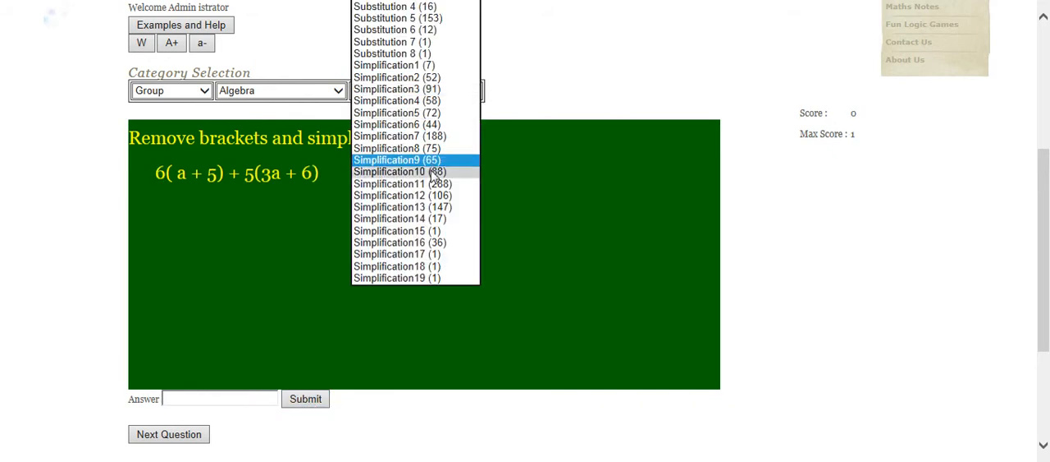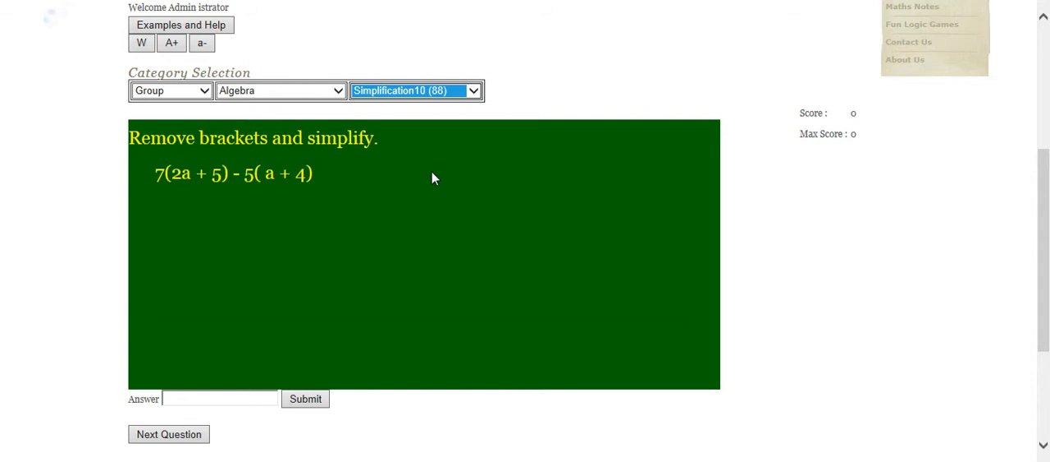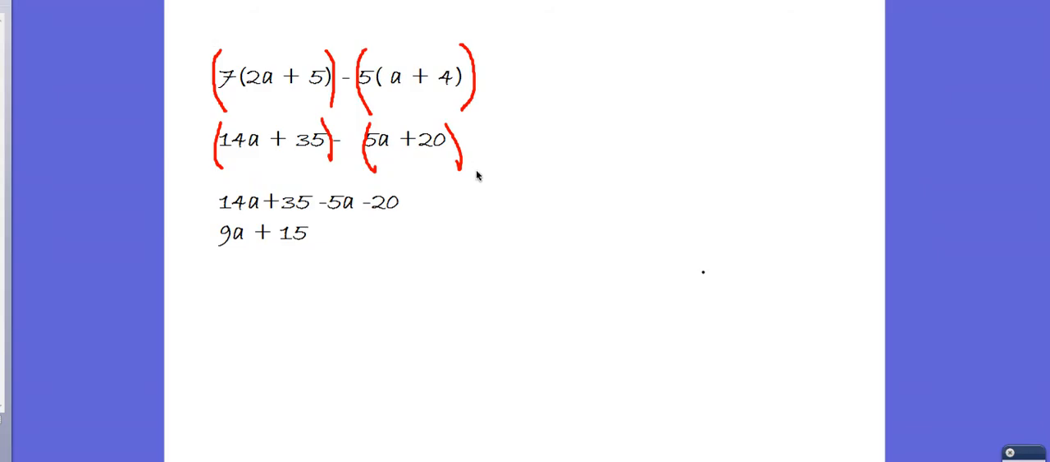Let's have a look at simplification 10. In simplification 10, we have a slightly different thing here. We've got 7 times 2a plus 5, take away 5 times a plus 4. There's 2 ways we're going to think about this, so I'm going to do this in 2 steps. One way to think about this question is to think that we've got 7 groups of 2a plus 5, and we're going to take away 5 groups of a plus 4.